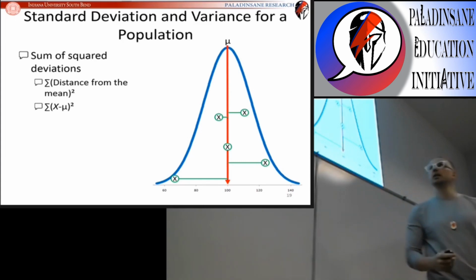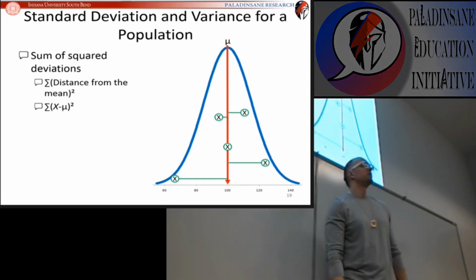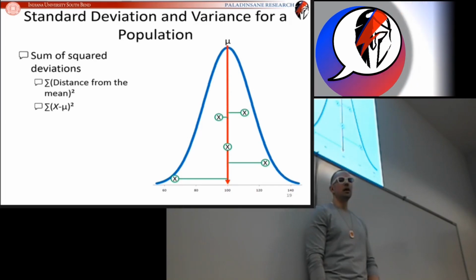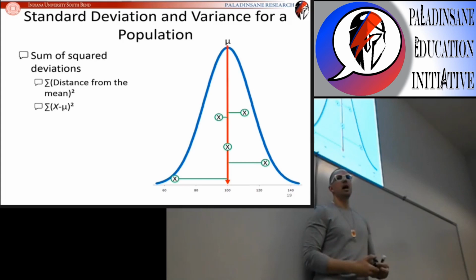So the mean is used over and over and over again. That's why the mean got a symbol for population. It was mu. The median is not used over and over and over again. That's why the median doesn't get a symbol. It's just called the median.